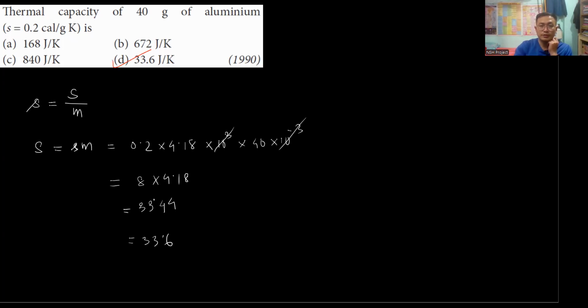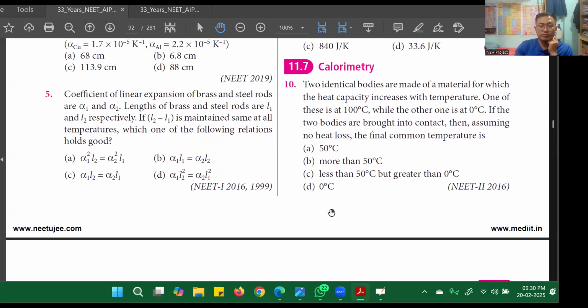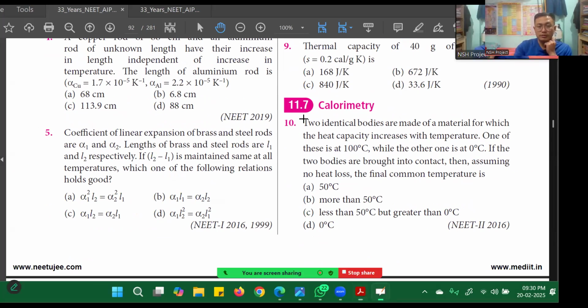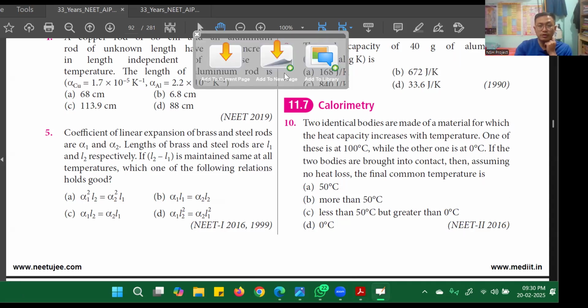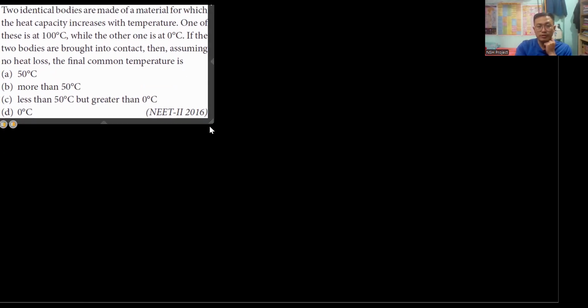Okay fine, now a calorimetry question. Two identical bodies are made of a material for which the heat capacity increases with temperature. One of these is at 100 degrees Celsius while the other one is at 0 degrees Celsius. If the two bodies are brought into contact, then assuming no heat loss, the final common temperature is? This question needs conceptual clarity.